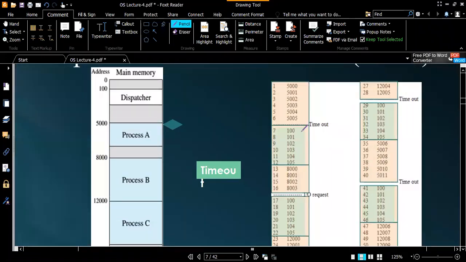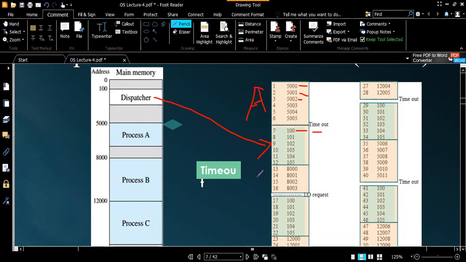First, let us assume I have started with process A. This is process A we are executing, the beginning of the program. We first execute instruction number 5,000, then 5,001, 5,002, and suddenly when we are at 5,005, there is a timeout or maybe an interrupt. When there's an interrupt, that means I have to switch to another process. Let's assume this is a timeout, meaning each process will get a maximum of 5 units of time. Then I have to use the dispatcher program situated at location 100. And using the dispatcher, we can switch to another process.